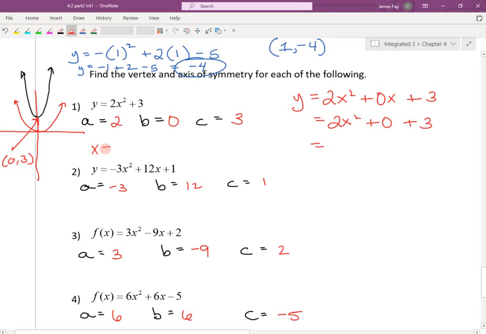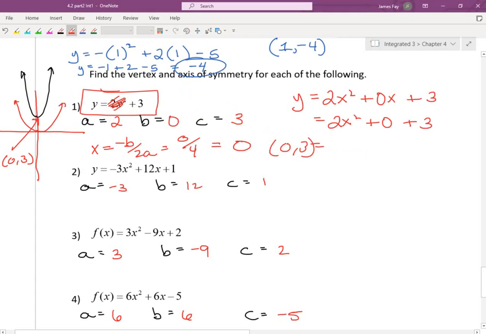If we go x equals the opposite of b over 2a, what is the opposite of 0? 0. Divided by 2a, 2a would be 4. What's 0 divided by 4? 0. Once I have the x value, I need to plug that back in here to find the y value. When I plug 0 in, doesn't that thing go away? And you're left with 3, correct? y is 3. So you would get 0, 3.